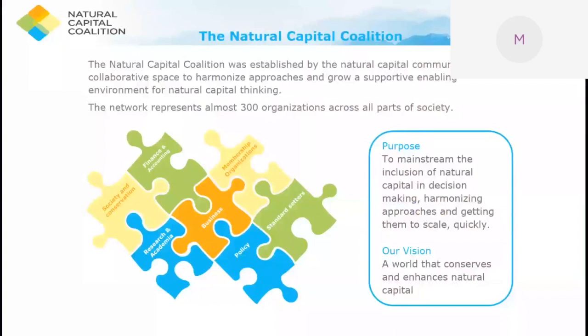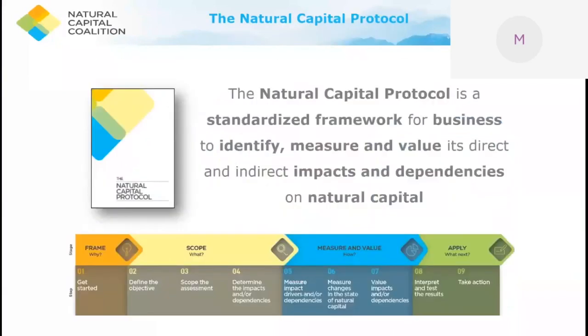If we move to the next slide, I can introduce the Natural Capital Protocol. That is the framework that the coalition published in 2016, recognized as the standardized framework for business to identify, measure, and value their impacts and dependencies on natural capital. The framework is a structure to respond to four basic questions to take decisions. First, understanding why natural capital is important. Second, what the key material impacts and dependencies are. Third, how to measure and value these impacts and dependencies. And finally, how to take decisions based on the results.